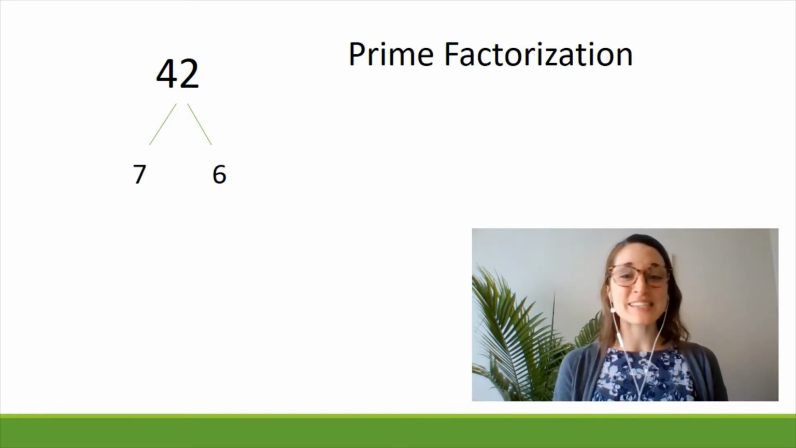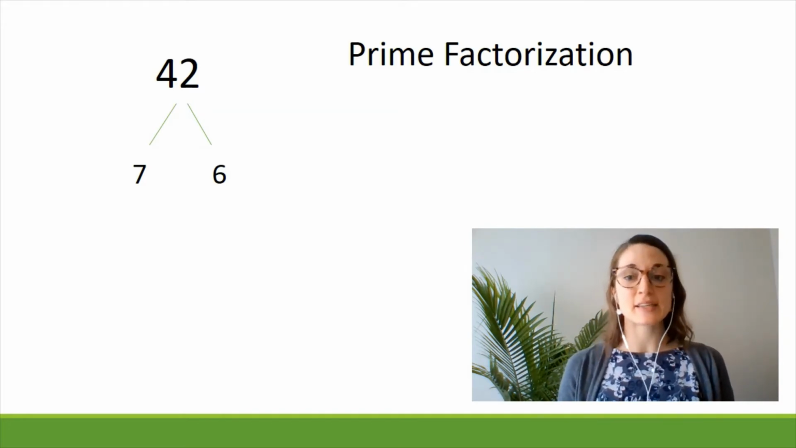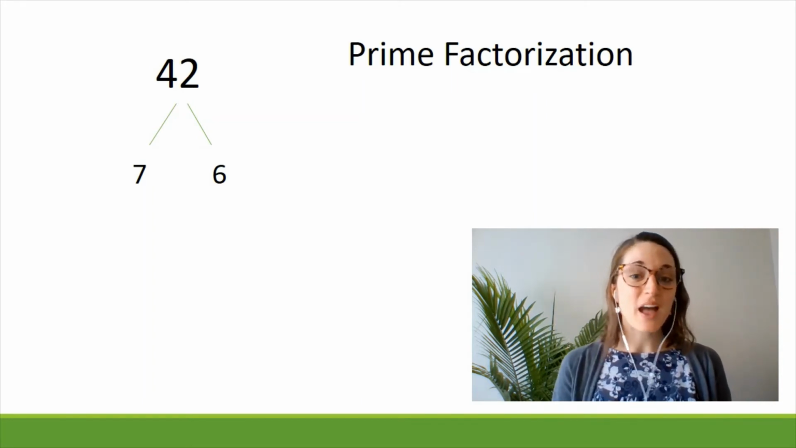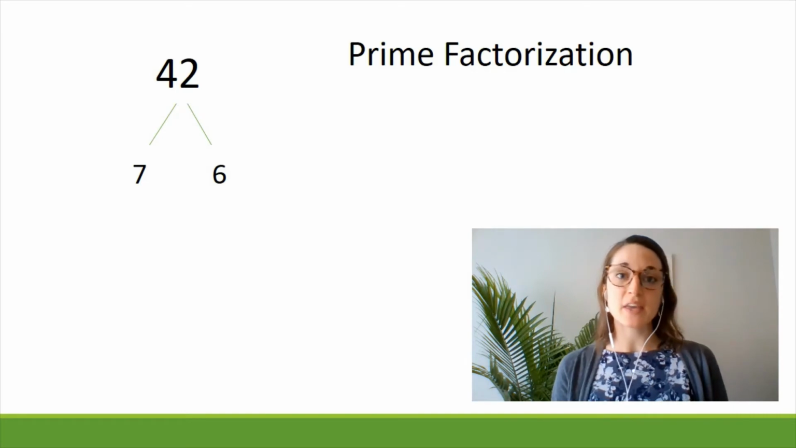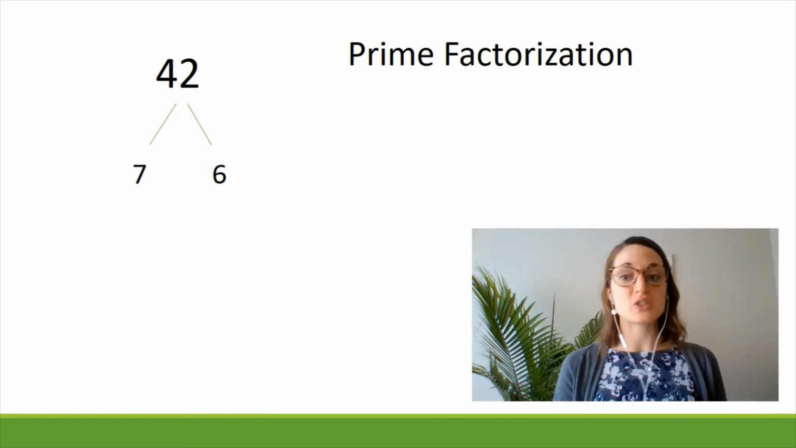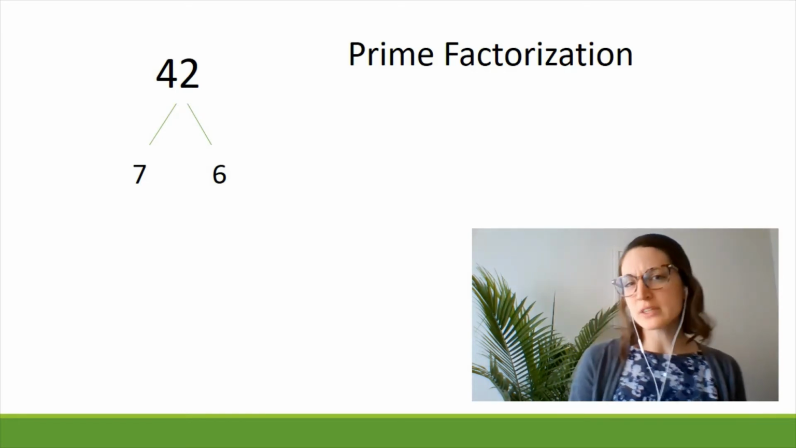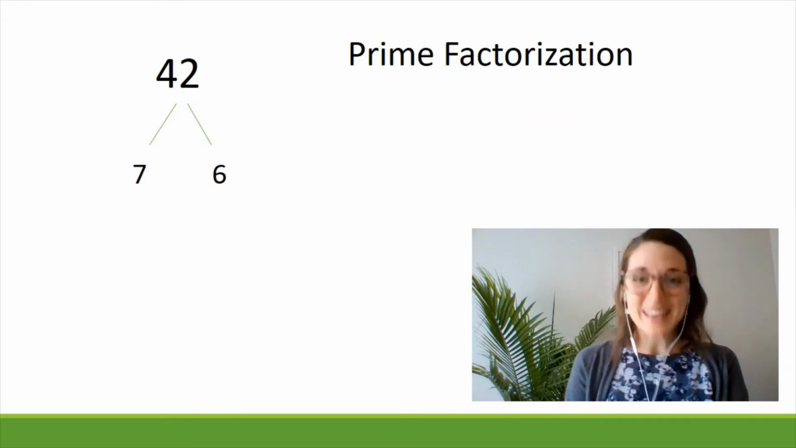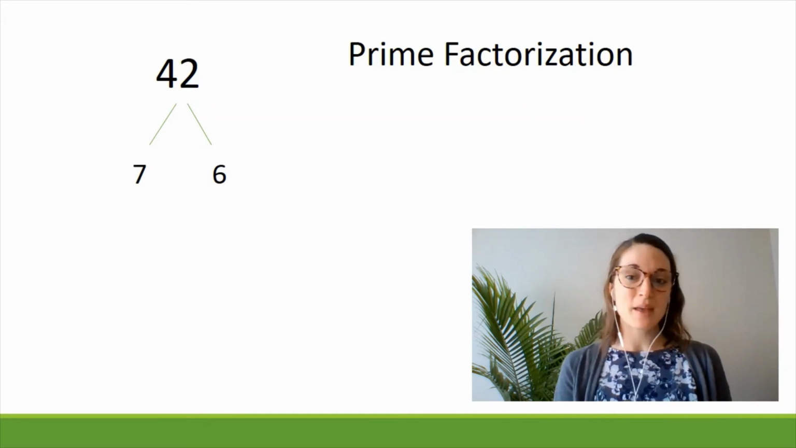Okay, now we need to think of 2 numbers that, when multiplied together, make 42. I have chosen 7 and 6 because I know that 7 times 6 equals 42. I wrote each of these numbers at the end of each of those lines, as you see here. Are either of these numbers prime? Yes, the 7 is prime. However, the 6 is not.